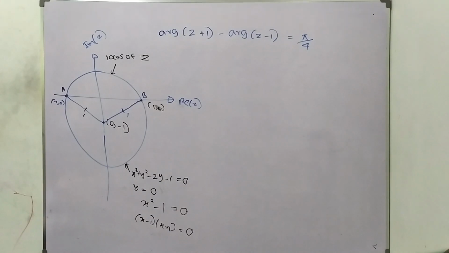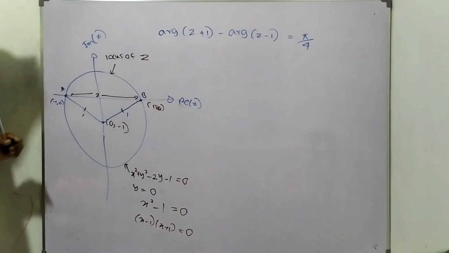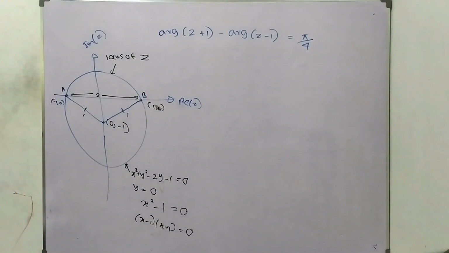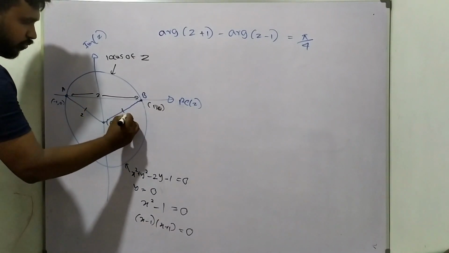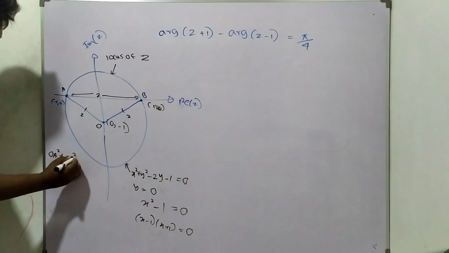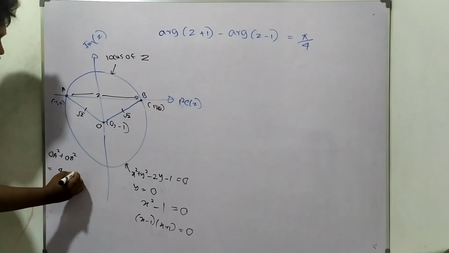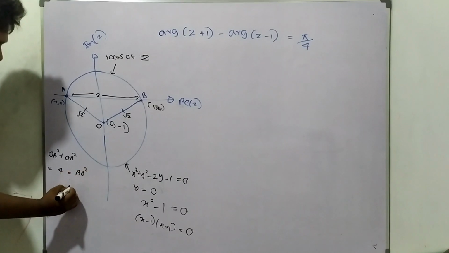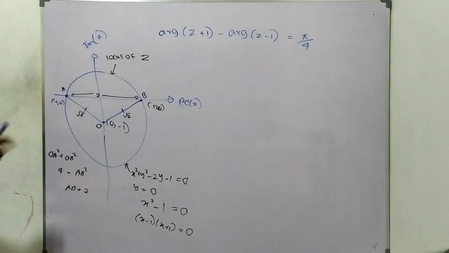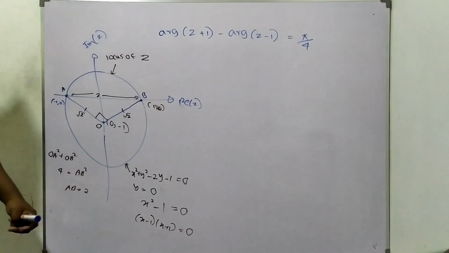So actually this triangle, this length is 2. Sorry, the radius was 2. Right, so it's 2. So then OA squared plus OB squared is 4, right? It's equal to AB squared. So AB becomes 2 now. Therefore this is 90 degrees and this is a right angle triangle.